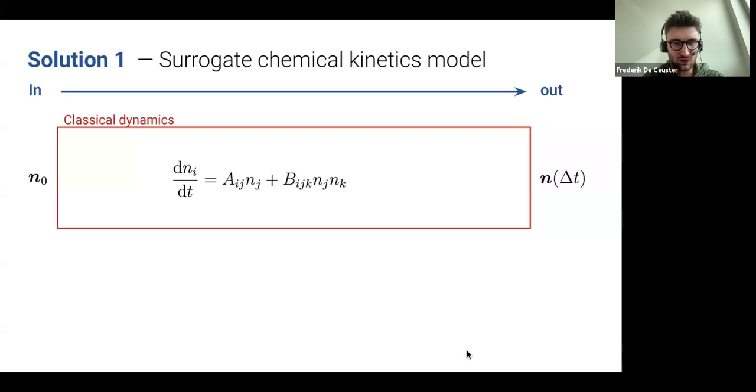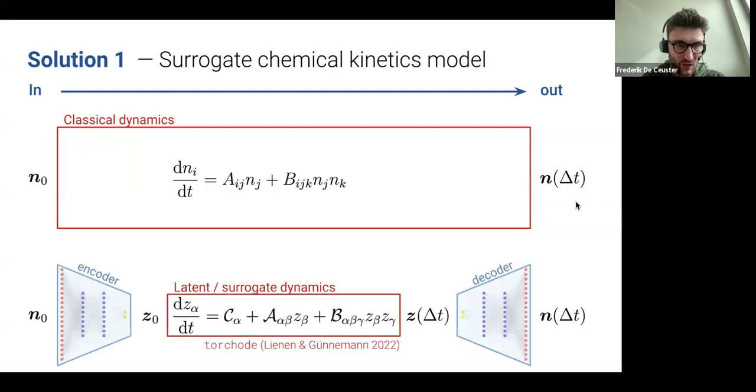Okay, so here's just another schematic of how our surrogate model actually works. As input, in the classical system, you give the abundances of all your species at a certain time, and out comes the set of abundances at some time delta t later. For the surrogate model, you input your initial abundances into the encoder, which maps them to the latent space. Then there you evolve them by solving this reduced ODE system.